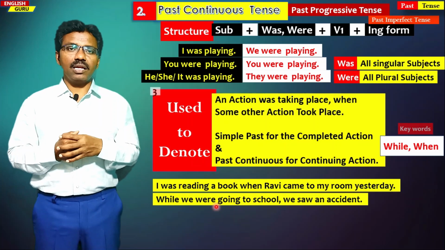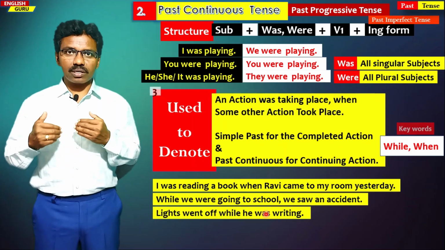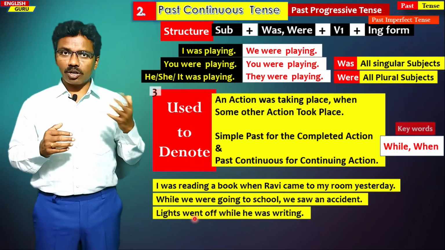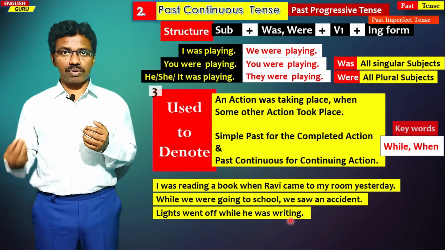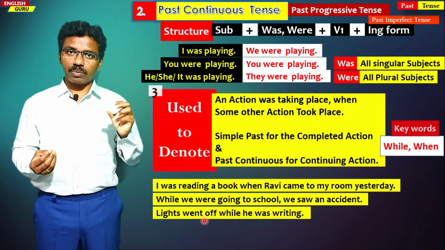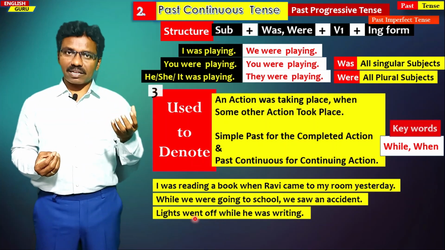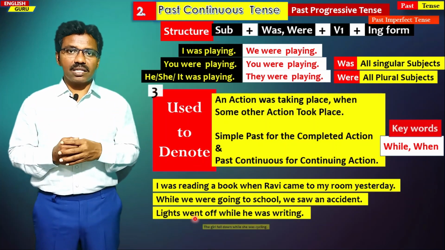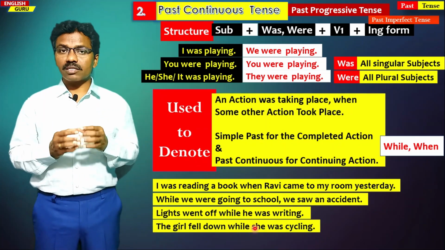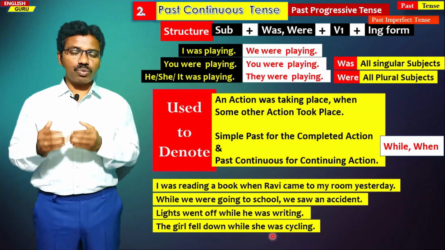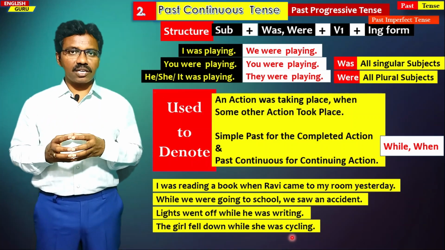In a similar manner, lights went off while we were reading. While we were reading, past continuous tense; went off, verb 2, so it's a simple past tense. In a similar manner, the girl fell down while she was cycling. Fell down, simple past tense; while she was cycling, past continuous tense.